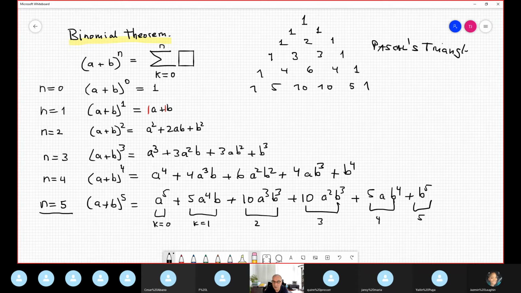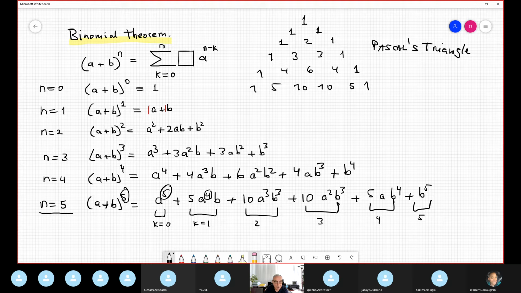Okay, I want to discover the rule and the formula also to find that. And you have A, the first letter, raised to the n minus k. Remember, k represents the index of the summation symbol. At the beginning k is 0, so it's m. So A to the 5th power, 5 here. This is m. This is m.